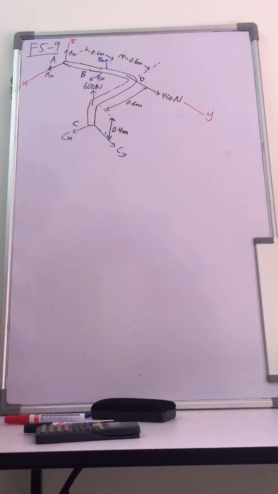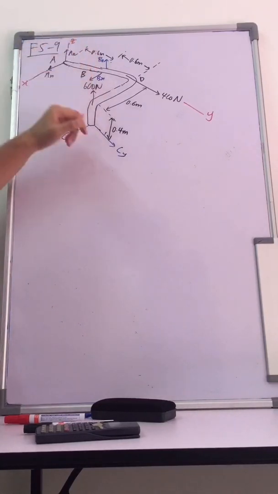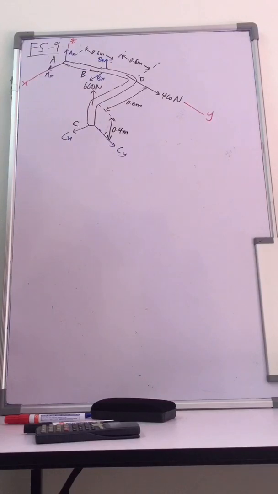Okay. So how many unknowns now? AX, AZ, BX, BZ, CX, and CY. So you have 6 unknowns that you need to find out. Okay. Can you find them? Actually, you can, because you have 6 equations. Fx equals 0, Fy equals 0, Fz equals 0, the first 3. And then Mx equals 0, My equals 0, and Mz equals 0. So actually you can find them.